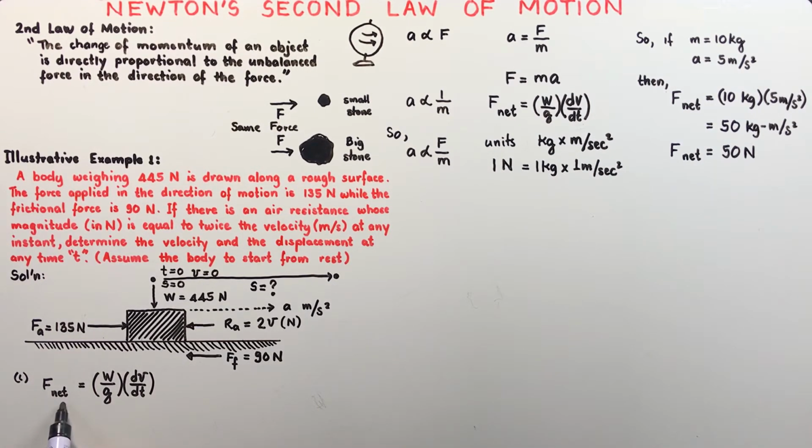So the net force will be the force applied, which is 135, minus the frictional force, minus the air resistance, which is twice its velocity. And this is equal to the weight, 445, divided by the acceleration due to gravity. Because, you know, mass is not the same as weight. So to compute the mass, we need to divide the weight by the acceleration due to gravity. And the change of the velocity with respect to time is our acceleration here.